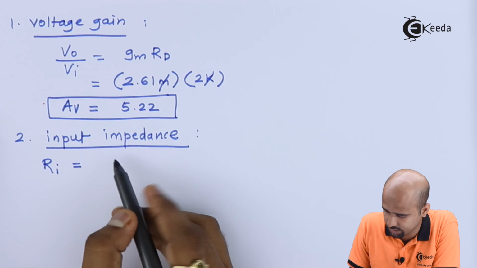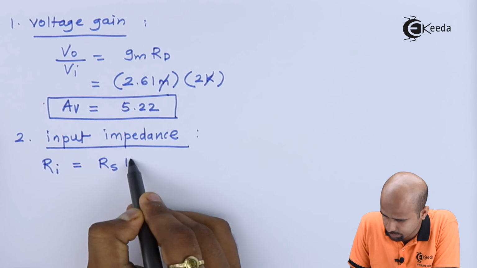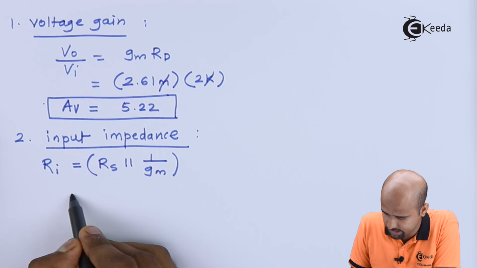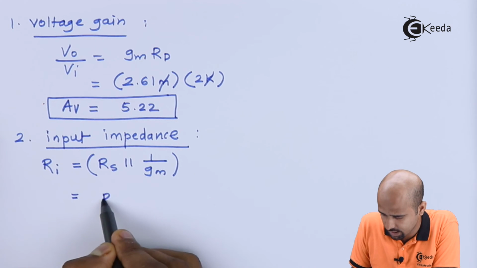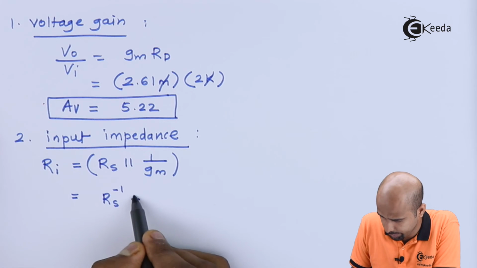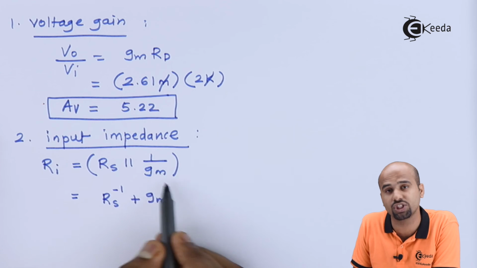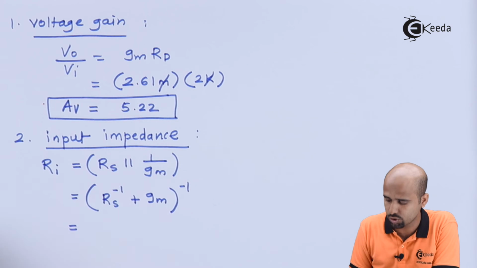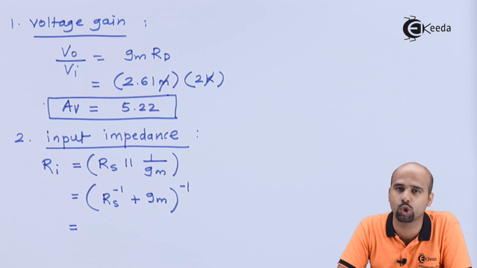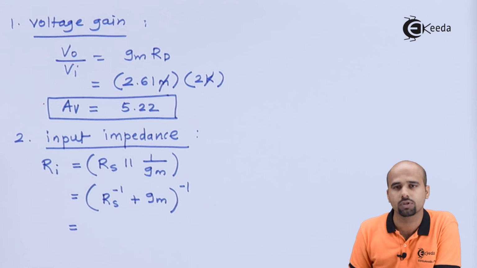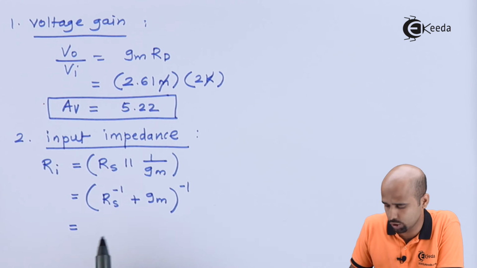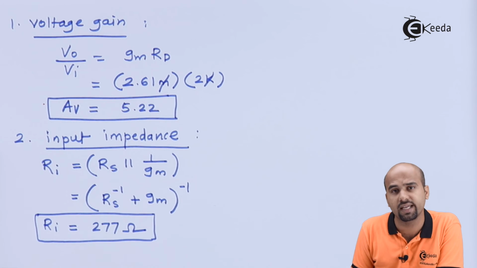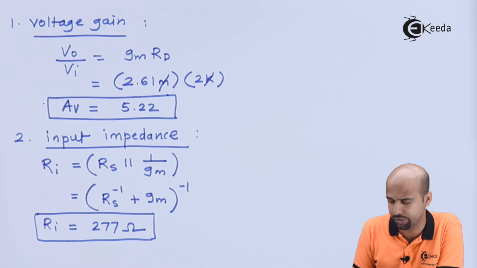Input impedance is nothing but RS parallel to 1 upon GM, right? So I can easily say with a calculator, RS inverse plus GM, because the inverse of 1 upon GM itself is GM, and the whole inverse, right? So check with the calculator and calculate the value of Ri very easily. Value is coming out to be 277 ohm. And then we will move further for your output impedance.